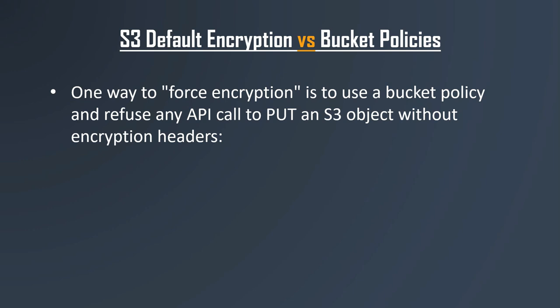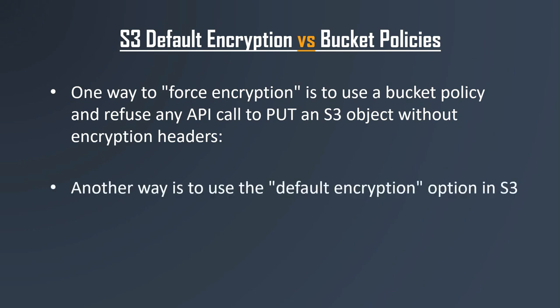Now that's one way of doing it, but there is another way, and it is to use the default encryption option in Amazon S3. The idea is that if you upload an unencrypted object into Amazon S3, it will be encrypted using the default encryption options. But if you already uploaded it encrypted, then it will not be re-encrypted.